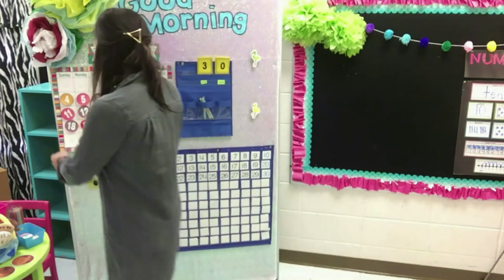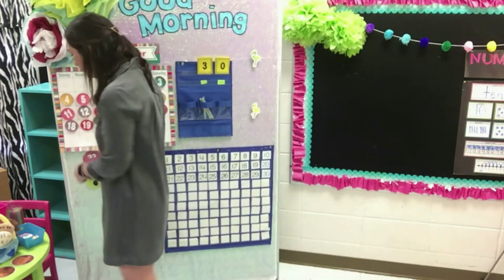Do you remember what a 20 looks like? Put it in your brain. What do you think it's going to look like? There it is. A 2 and then a 0. 20. Say it. 20. 20. Okay? So here is my 20.